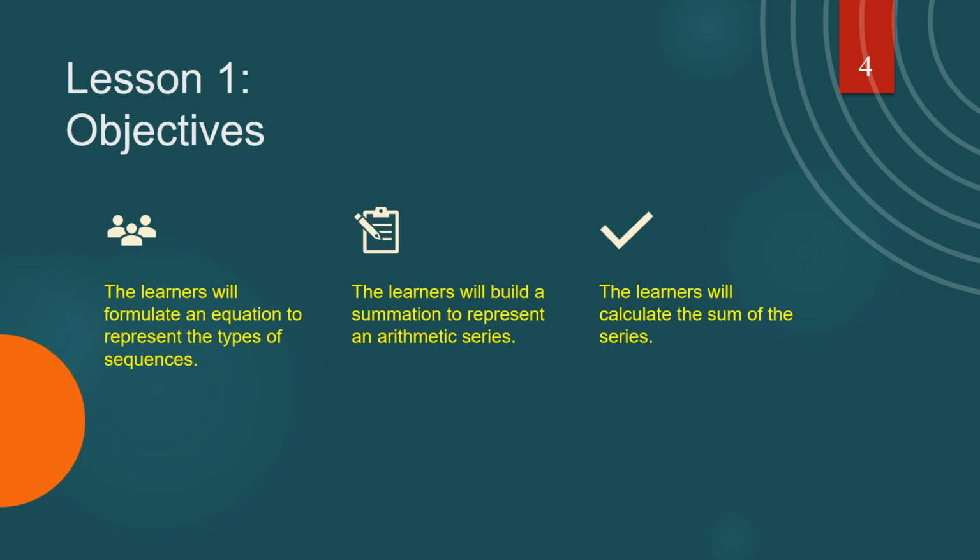So the objectives of lesson 1: the learners, or the audience, will formulate an equation to represent the types of sequences. Then we will be looking into the summation to represent an arithmetic series, and then the learners will later be introduced to ways and methods on how to calculate the sum of the series.